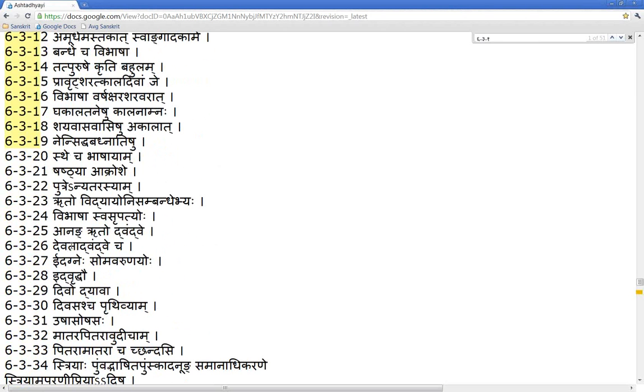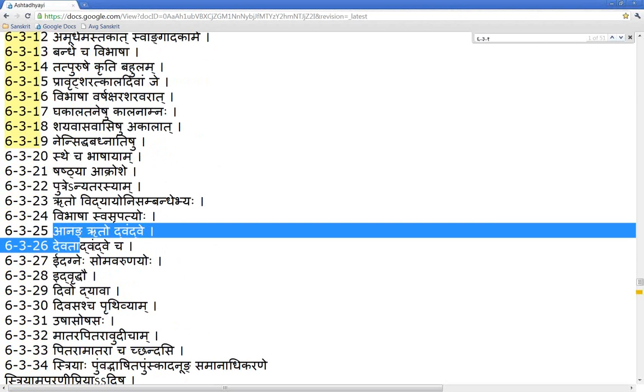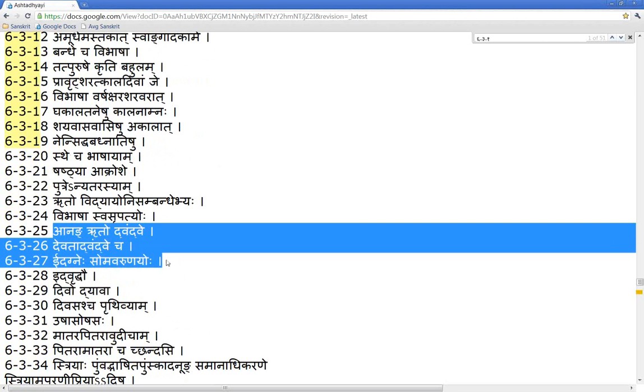Devata, Dvandve. We're going to see these rules today. We saw one last time. Today we're going to see these three rules. So we're going to be seeing rules from both of these sections today. Okay, just a brief reminder for us: 5-4 Samasantaha from 5-4-68 to the end of 5-4, and then 6-3 Aluguttarapade.